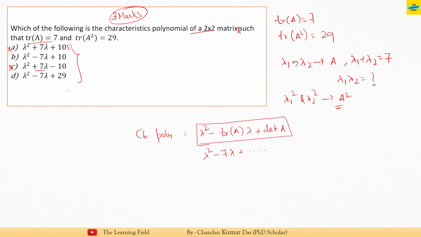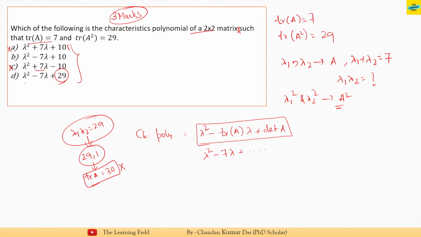Now we can find that lambda 1 into lambda 2 is equal to 29. But if lambda 1 lambda 2 is equal to 29, there is only one possibility to get real eigenvalues, which is 29 and 1. But if 29 and 1 are the two eigenvalues of this matrix, then the trace is equal to 30. So this is not a correct option, we can discard this option too. Therefore the correct answer is option B.